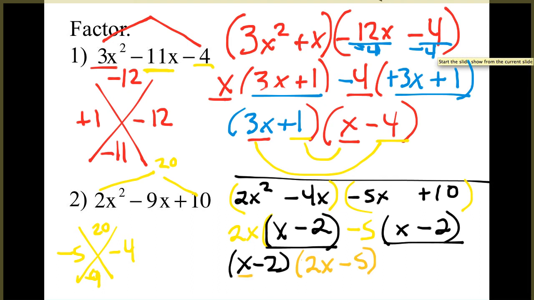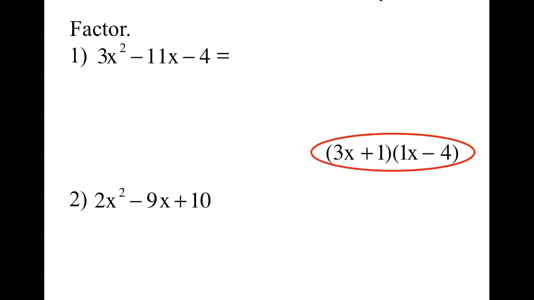Double check. x times 2x makes 2x squared. Negative 2 times negative 5 makes positive 10. I have negative 4x. I have negative 5x. That makes negative 9x. All right. Now try the next two. See if you can come up with the answer. Pause the recording and work on the next two problems.